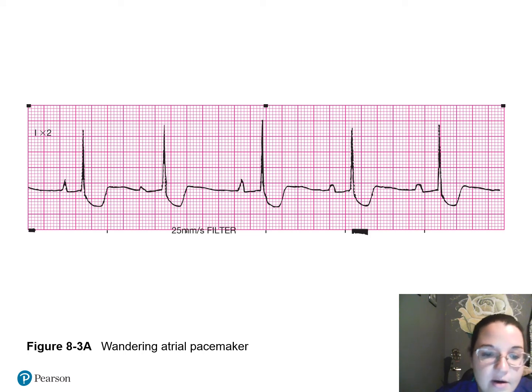So this is what our wandering atrial pacemaker looks like. So remember, this is our slower rate. The first question that we would ask ourselves is, do we have QRSs? Yes, we have QRSs. Remember, QRSs represent your ventricles. So if I have a QRS, does that mean my ventricles are depolarizing? Yes. Now, the next question is, what is your regularity? So then you're going to count the boxes in between. And remember, 5 little boxes equal 1 big box.